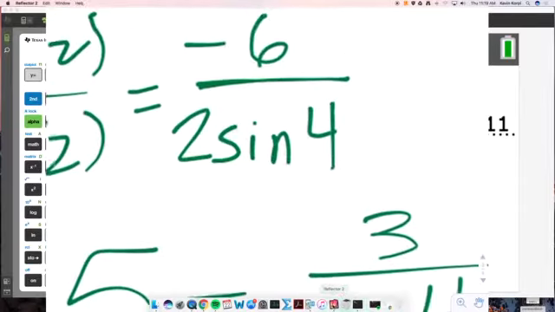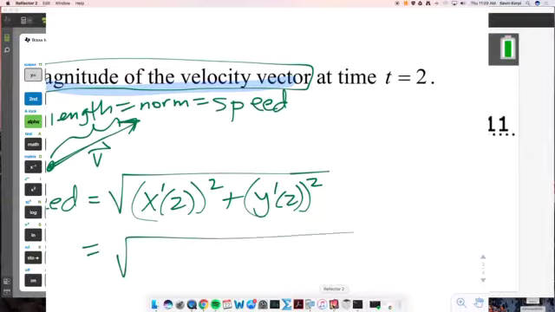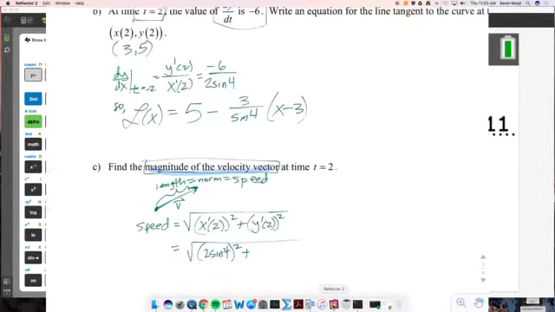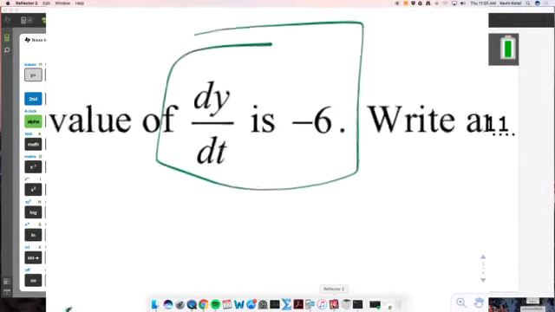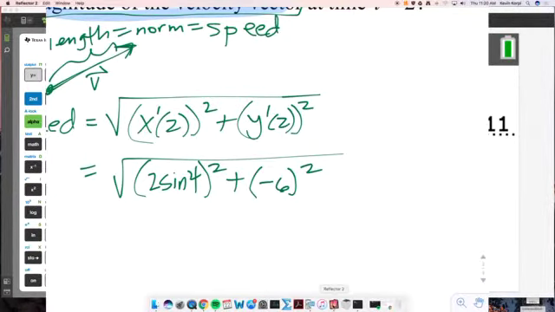So what is x prime of 2? Well, we just found that to be 2 sine of 4. Even with the calculator, you're welcome to pick it up and evaluate it. But I'll leave it as 2 sine of 4, the quantity squared, plus y prime of 2. Again, they gave that to us. So that is negative 6 quantity squared. Now feel free to write that as plus 36. That's fine too. Can I stop there on a calculator question? Yes, you can. That's a numeric answer. Not very satisfying or rewarding, but it is correct and it is exact.